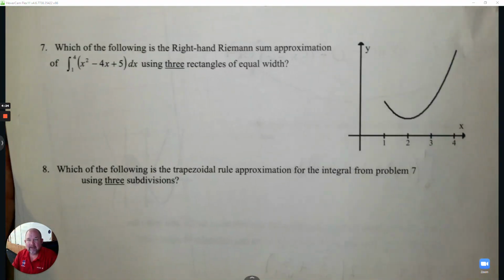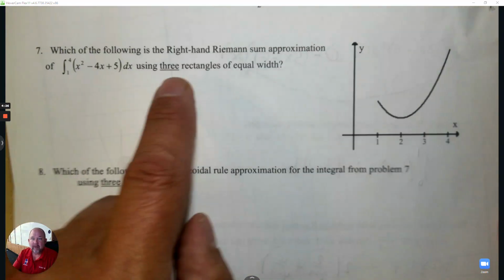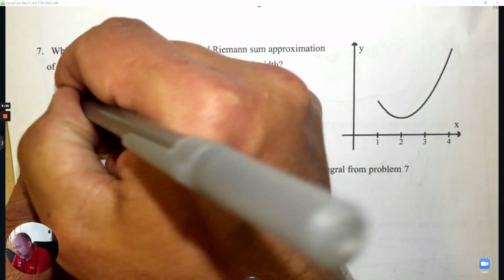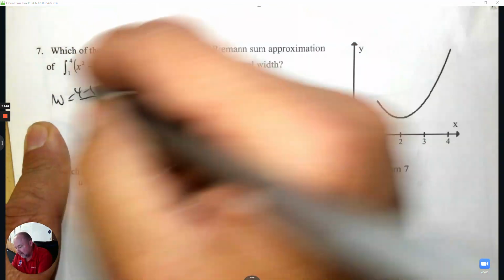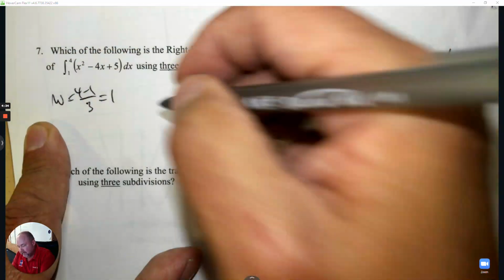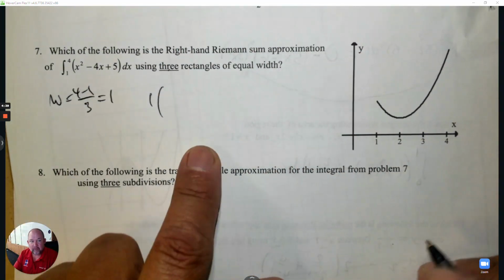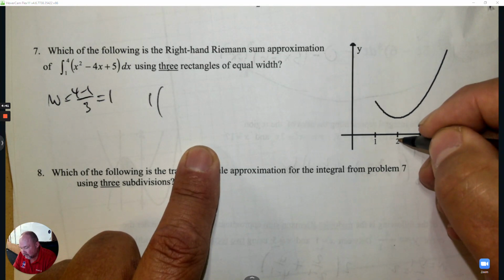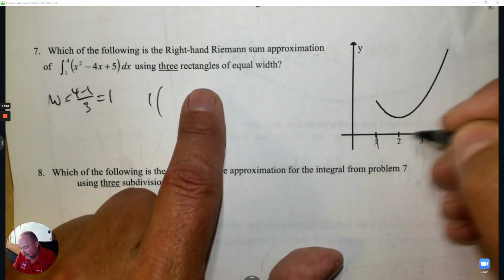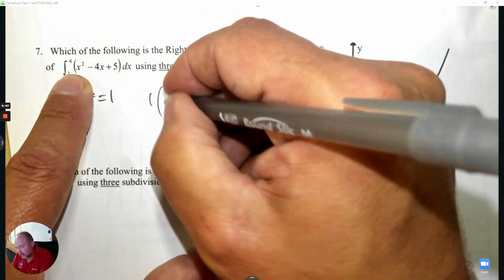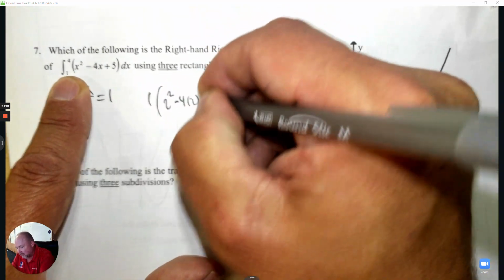Number 7. Again, the hope is you tried it first. Which of the following is the right Riemann sum of this? So the width would be 4 subtract 1 divided by 3. And then each height. So the first one goes 1 to 2, and we're using right. So 1 to 2, we're using the 2. You plug it into here. That's 2 squared. Subtract 4 times 2 plus 5.